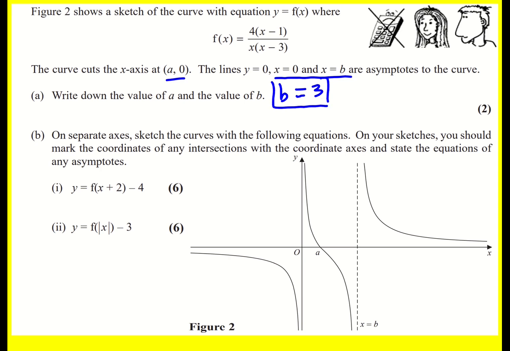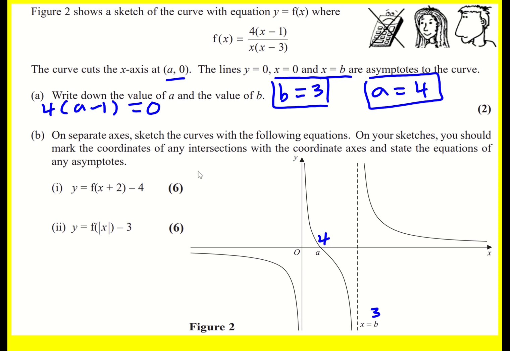For a, we need to think about what value of x is going to make the function 0. It's not going to affect the top, it's just going to be the bottom. So it's got to be that 4a minus 1 is equal to 0. It's what makes this 0. From that, we can see that a is just going to equal 1. I don't need to multiply this out or anything. So a is 1 and x equals 3.